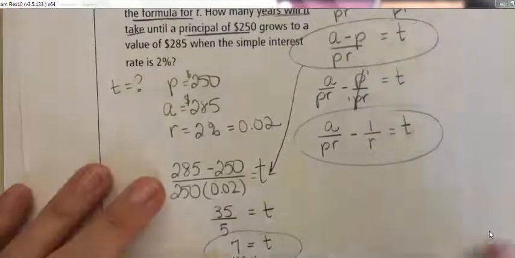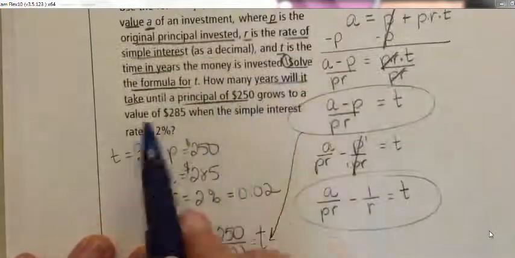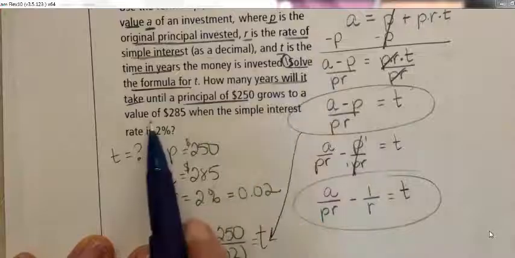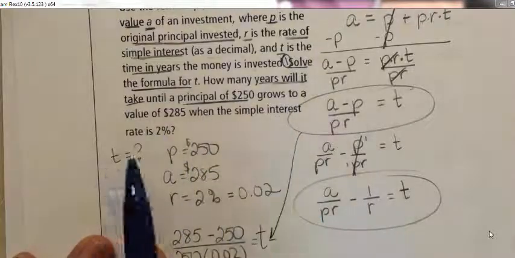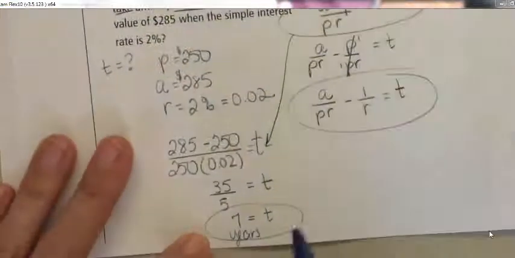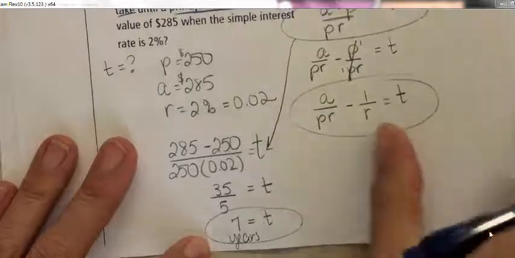Okay, so in 7 years, let's see. How many years will it take until a principal of 250 grows to a value of that when the simple interest? Yep, so we answered the question. It's going to take 7 years.